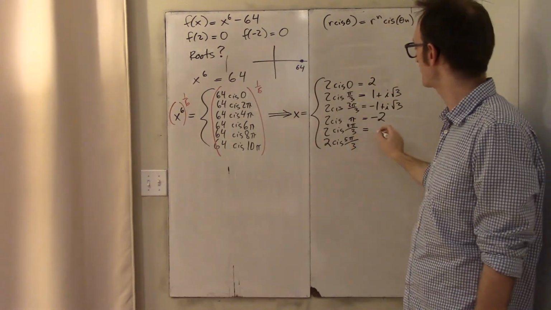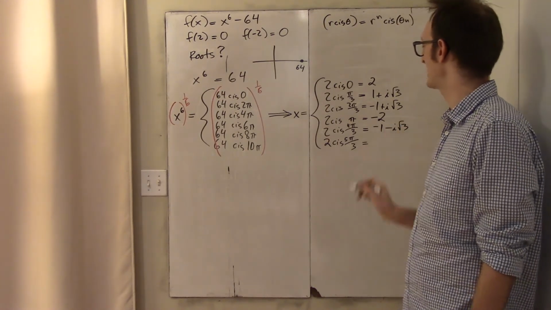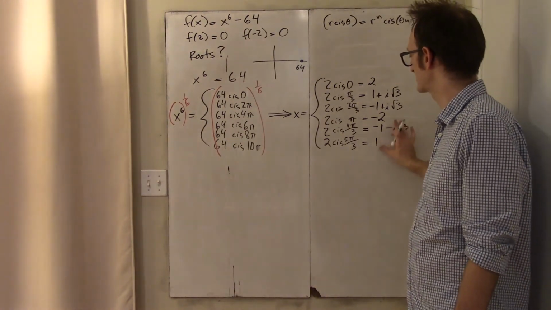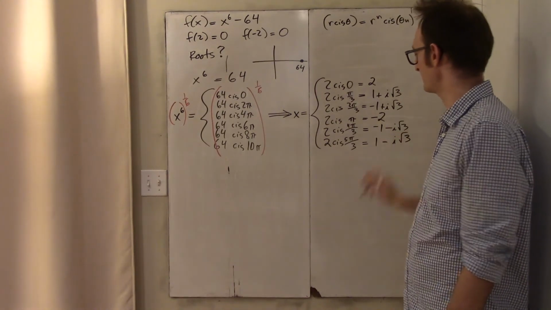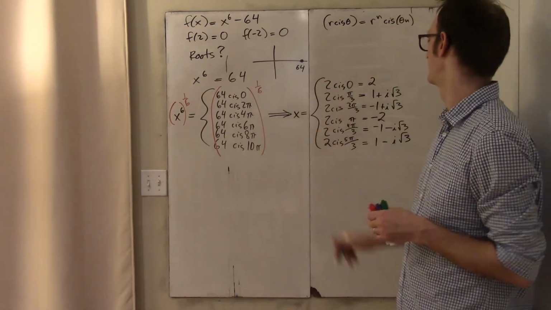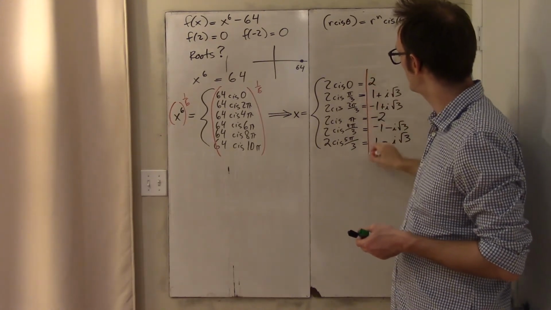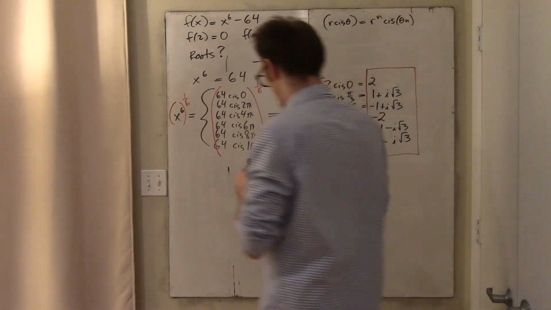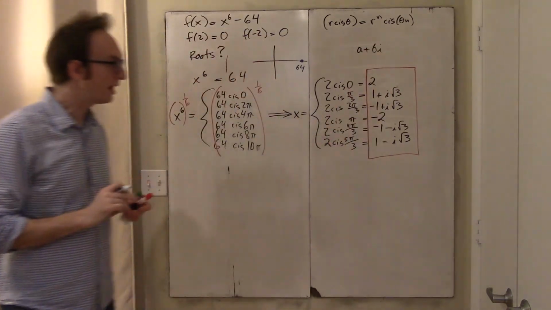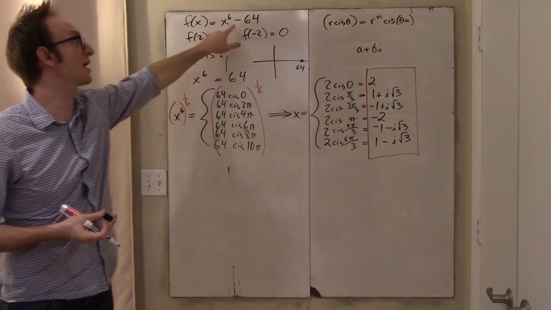And 2 cis 4 pi over 3 is going to be negative 1 minus i root 3. And finally, 2 cis 5 pi over 3 is 1 minus i root 3. Again, I'm just going in my head to the point 5 pi over 3 on the unit circle and then just multiplying it by 2. Okay, so the answer, if all I cared about was getting the answer, is these 6 numbers, which have all been written in standard form for complex numbers, a plus bi form. All are solutions to the equation x to the 6th equals 64, and so they are the roots of f.